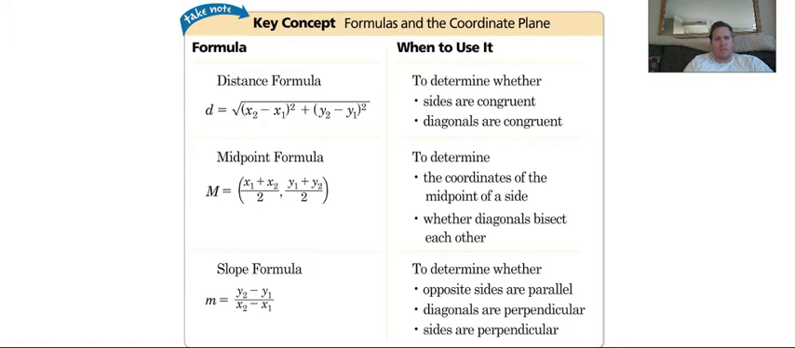Alright, welcome. This is 6.7. And so we are dealing with a lot of formulas today. So the three I want you to write down are distance formula, midpoint formula, and slope formula.